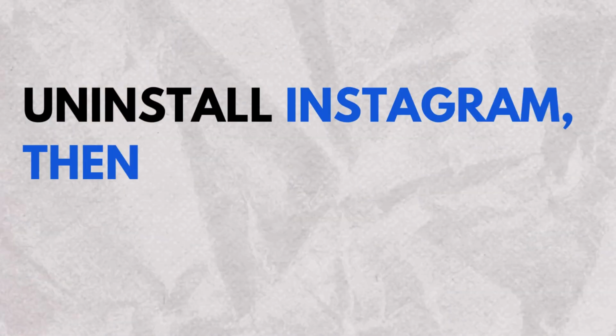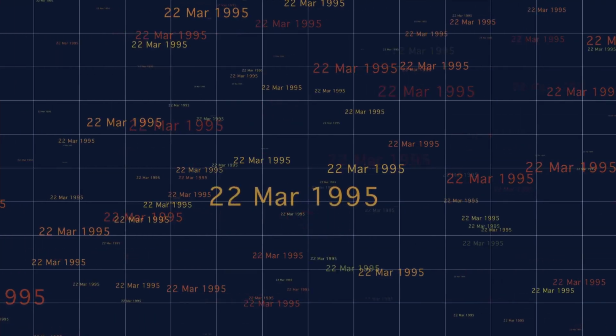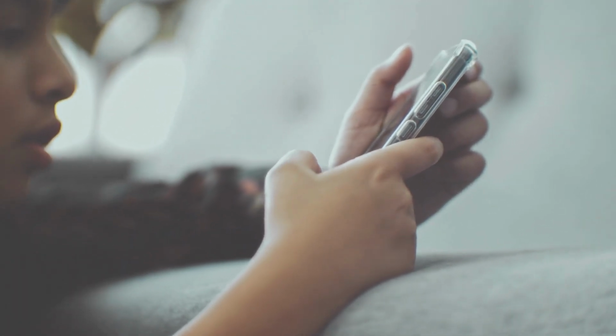Number 5, uninstall and reinstall. If nothing else works, uninstall Instagram, then reinstall it from your app store. Number 6, check date and time. Ensure your device's date and time are accurate. Turn on automatic time and date control for good measure.